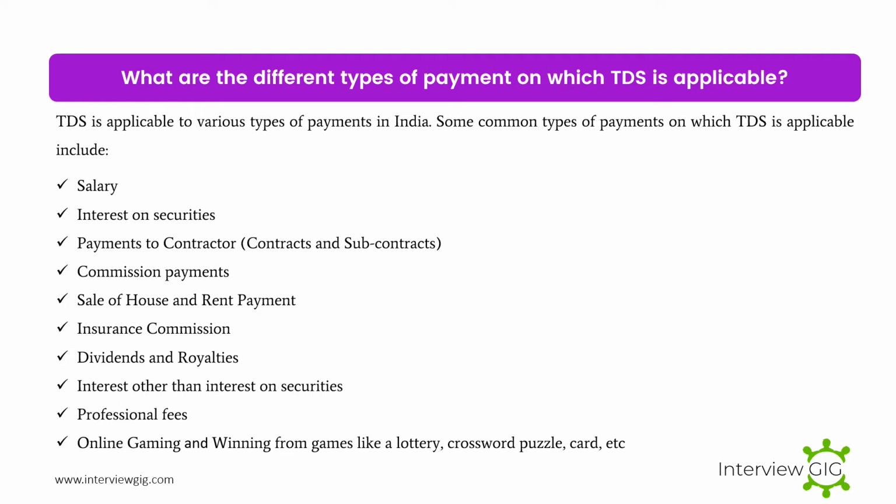What are the different types of payment on which TDS is applicable? TDS is applicable to various types of payments in India. Some common types of payments on which TDS is applicable include salary, interest on securities, payments to contractors, contracts and subcontracts, commission payments, sale of house and rent payment, insurance commission, dividends and royalties, interest other than interest on securities, professional fees, online gaming and winnings from games like a lottery, crossword puzzle, card, etc.